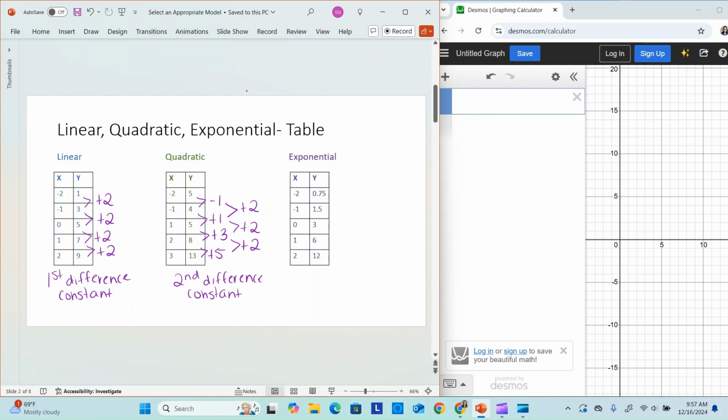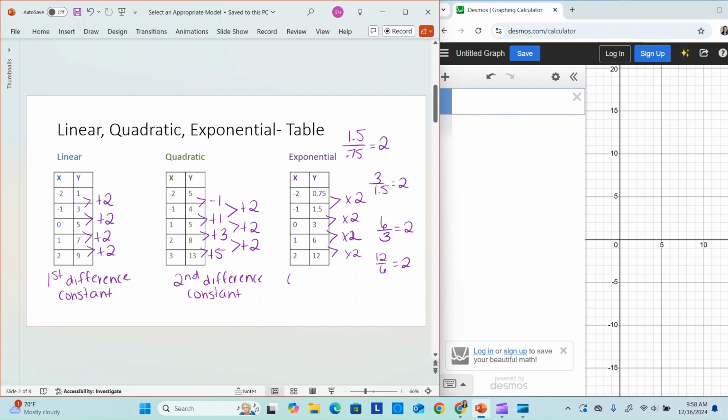What about exponential? In exponential, you're going to be multiplying by the same value every time. You can figure that value out by taking a y value and dividing it by the previous one. If I do 1.5 divided by 0.75, that gives me 2. So to get from one y value to the next, I need to multiply by 2. 3 divided by 1.5 gives me 2, so once again, multiply by 2. 6 divided by 3 gives me 2. And then 12 divided by 6 once again gives me 2. So I'm multiplying by 2.